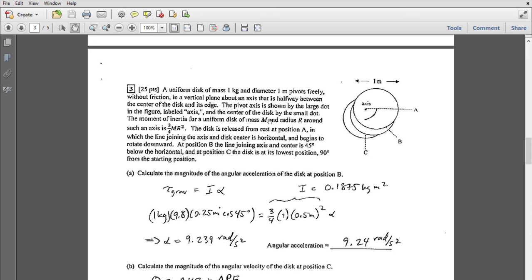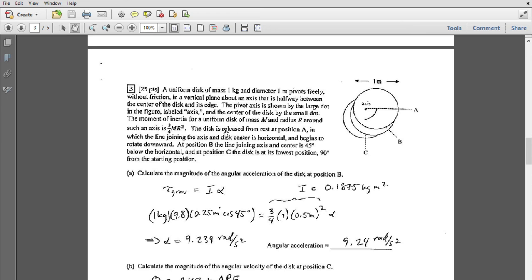All right, we're told that the moment of inertia for a uniform disk of mass m and radius r around such an axis is 3/4 mr squared. I guess I should think about that for a second. 1/2, and yeah, I think that's correct. In any case, that's not something you could look up in your table of moments of inertia, but here it's just given to you.